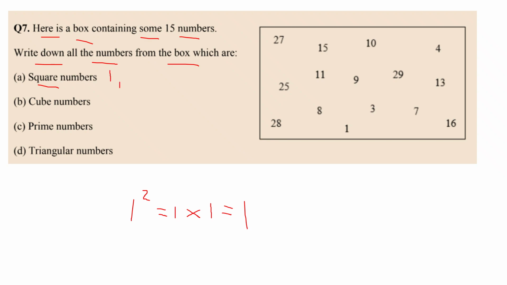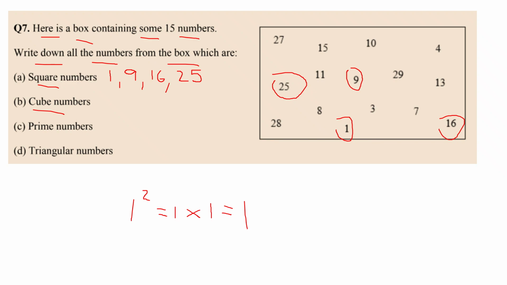So 1 is a square number. 3 squared is 3 times 3, which is 9. So 9 is here. 4 squared is 4 times 4, which is 16. That is on there. 5 squared is 5 times 5, which is 25. And there's no other number above the 20s, because the next one is 6 squared, which is 6 times 6, which is 36. That's not on the list, so we stop there.